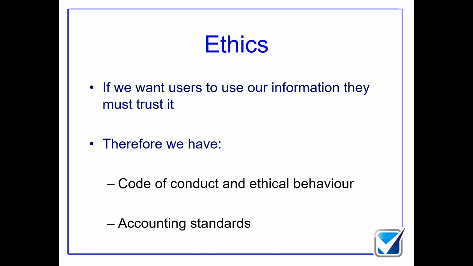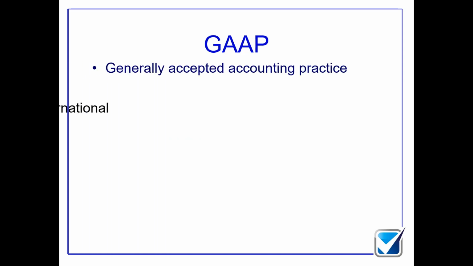Now, our accounting standards form part of what we call GAAP. GAAP is generally accepted accounting practice. It's also known as generally accepted accounting principles, but accounting practice is probably a little bit more encompassing, so I'd prefer us to use that one. So when I talk about GAAP, I'm talking about generally accepted accounting practice.